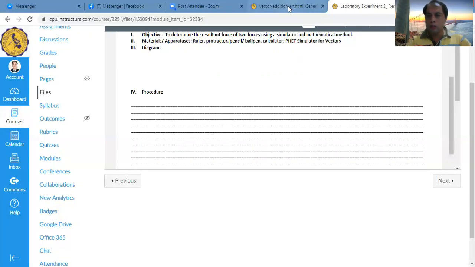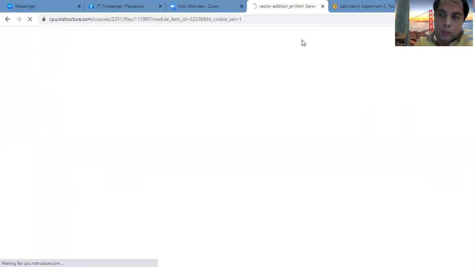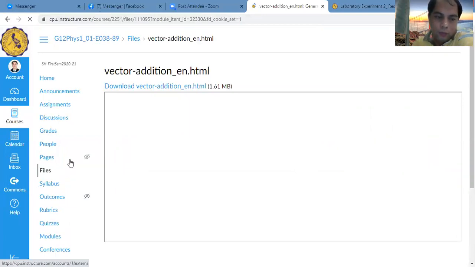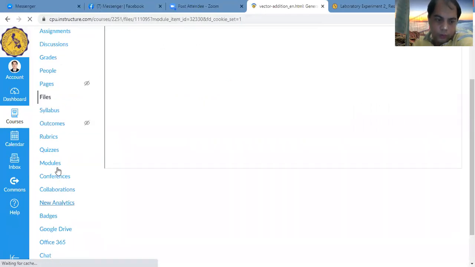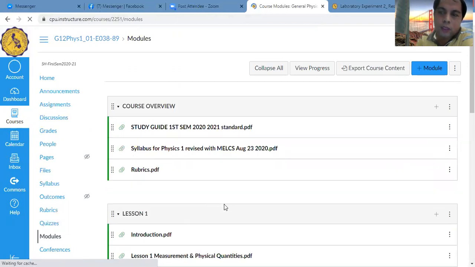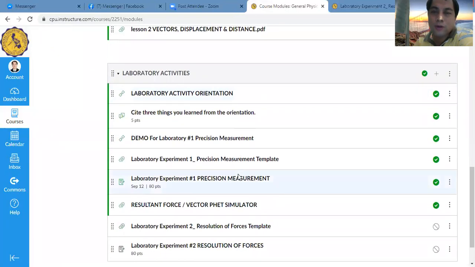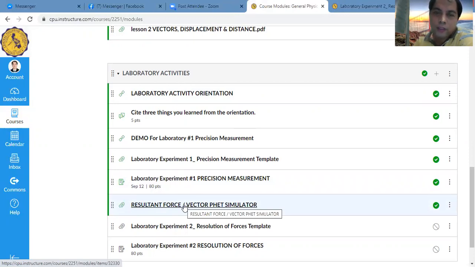So if we are going to go to the simulator now, here's a picture of our simulator. And we can actually load it up when we try to perform it. So you can find that one in our module. If you check the sequence of our modules, you'll see it somewhere included in the laboratory portion. So the laboratory activities include the uploaded resultant force, finding the resultant force using the PhET simulator.